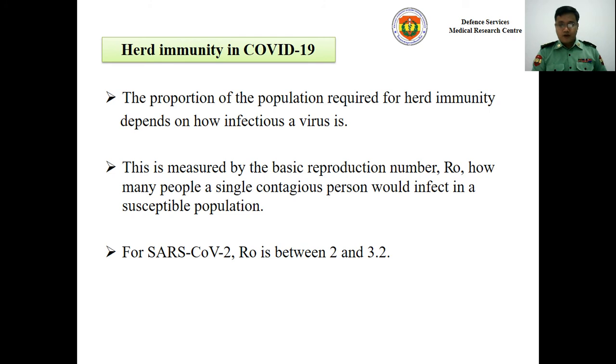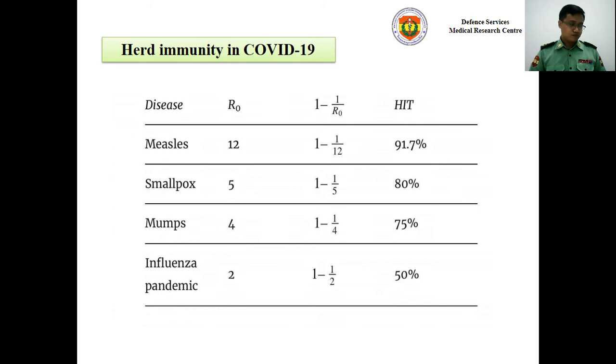The proportion of the population required for herd immunity depends on how infectious the virus is. This is measured by the basic reproduction number, R0, how many people a single contagious person would infect in a susceptible population. For SARS-CoV-2, R0 is between 2 and 3.2. For measles, R0 is 12 and the herd immunity threshold is 91.7%. For influenza, R0 is 2 and its herd immunity threshold is 50%.